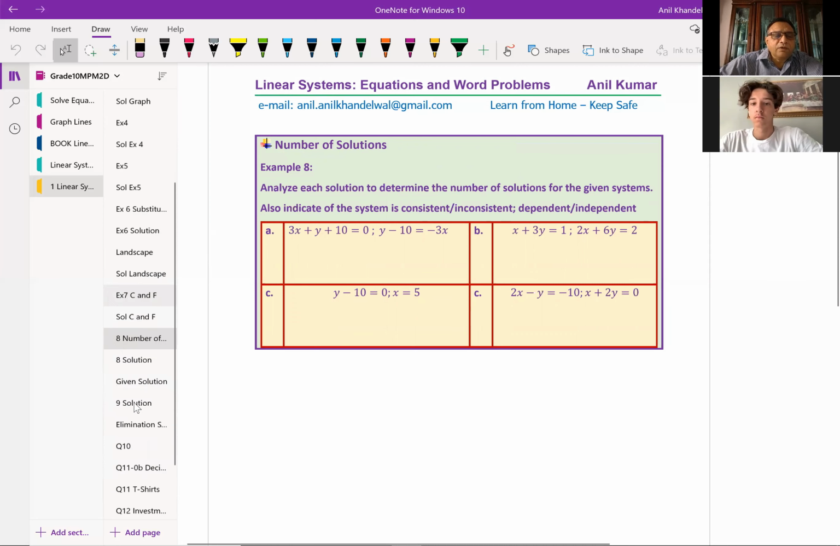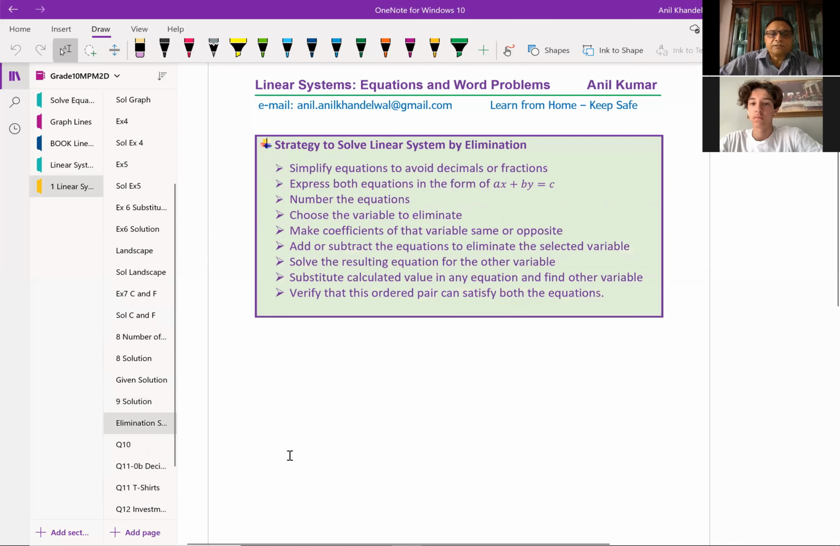Let me now begin with the elimination method, right? So then we'll know exactly, given a scenario of linear systems, how to solve it. You could adopt different methods at different times. So let's equip ourselves with all the tools, right? In this particular session, we are going to focus on a strategy to solve a linear system by the elimination method. These are a few steps which can help you solve a linear system. If you want, you can take a picture of this page and then we'll move forward.